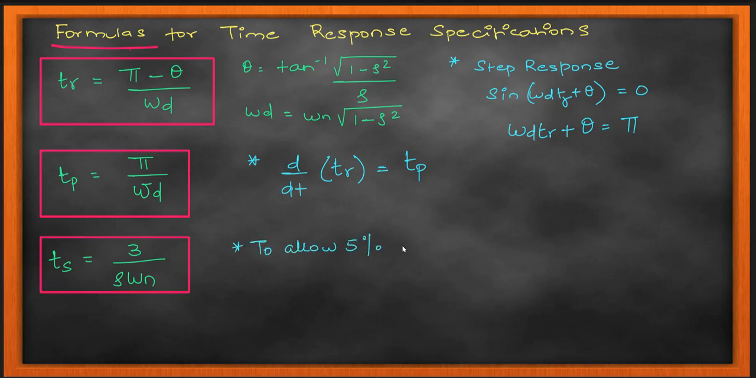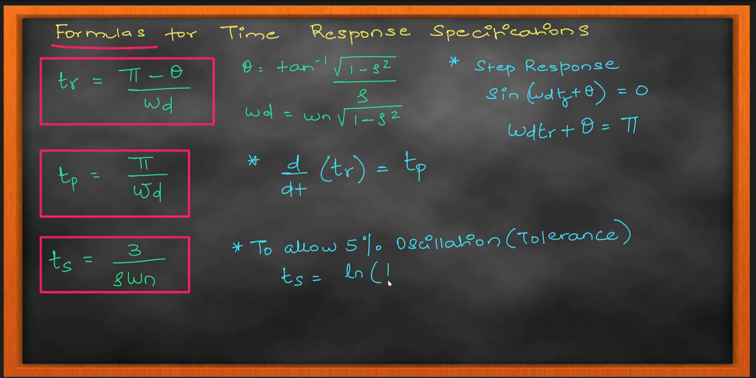Then my settling time is given by 3 by zeta omega n. And how do I get that 3 by zeta omega n? My zeta omega n is my time constant. These formulas mean something, but I'll just tell you what the settling time is: when your output hits a steady 1, that is your settling time.